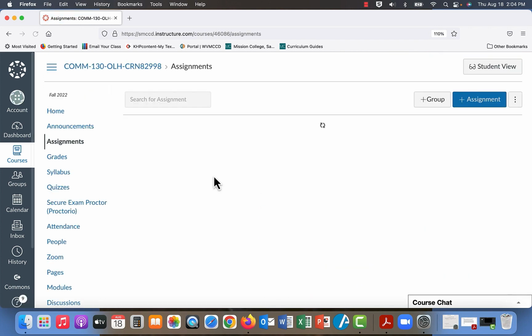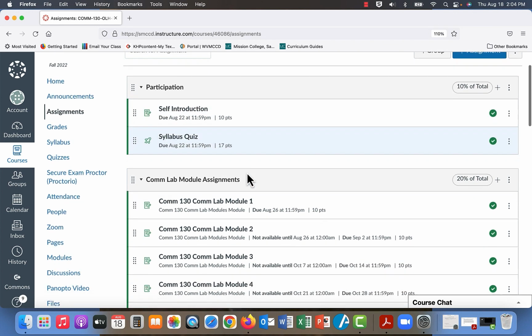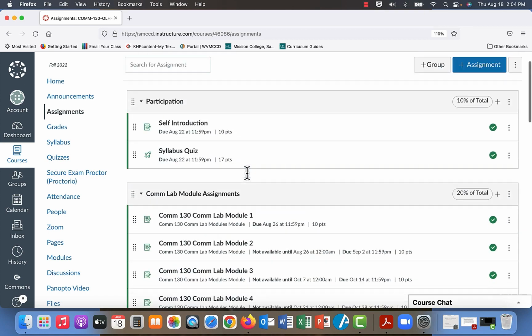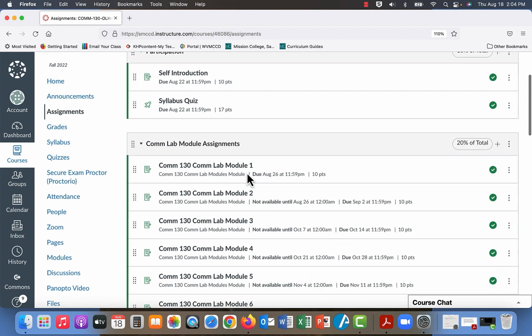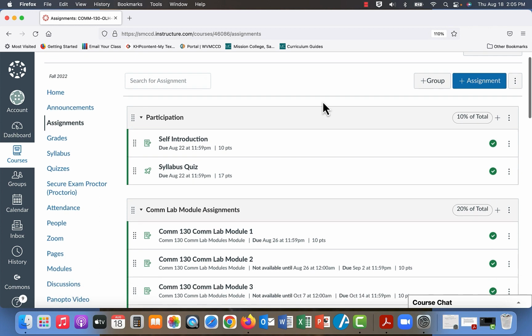On assignments, let's take a look at our assignments. In our grading, we have participation, Comm Lab modules, and quizzes, and that makes up 100% of your score. With your 10% participation, you'll have a syllabus quiz and a self-introduction. Again, all of the details are in the assignment itself.